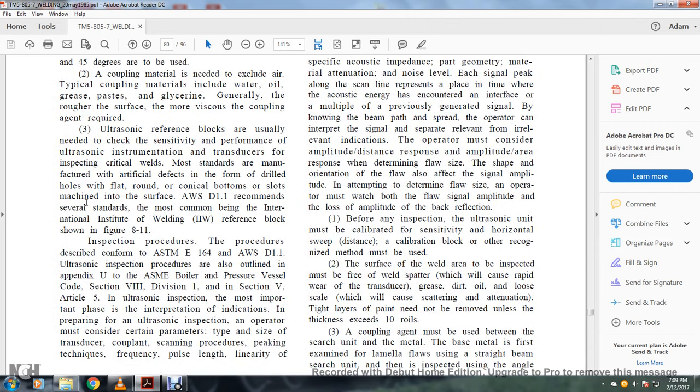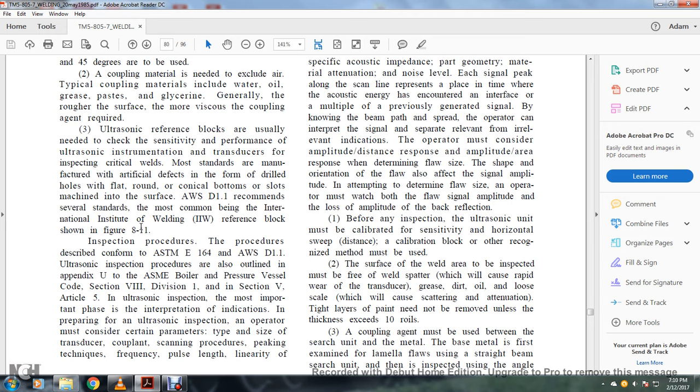An ultrasonic reference block is usually needed to check the sensitivity performance of the ultrasonic instrument with the transducer for the inspection of critical welds. Most standard blocks from the manufacturer have artificial defects in the form of drilled holes in the flat, round, or conical bottoms of slots machined into the surface. The American Welding Society D1.1 recommends several standards, the most common being the International Institute of Welding reference block, shown in figure 8.11.